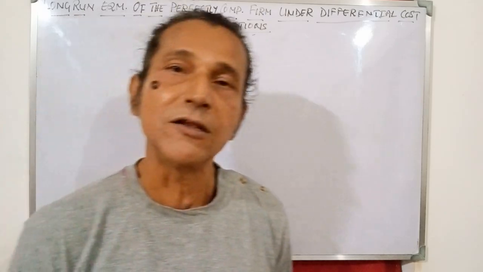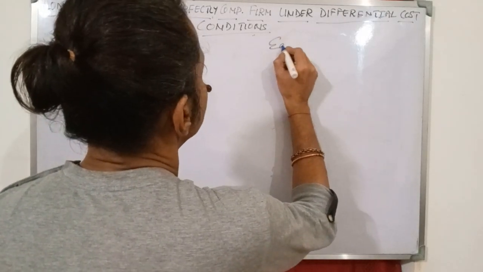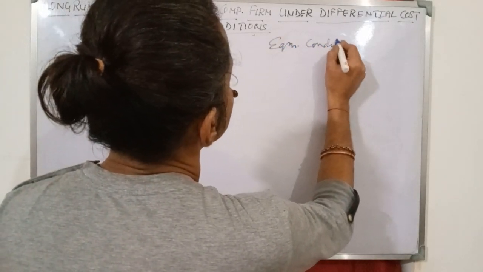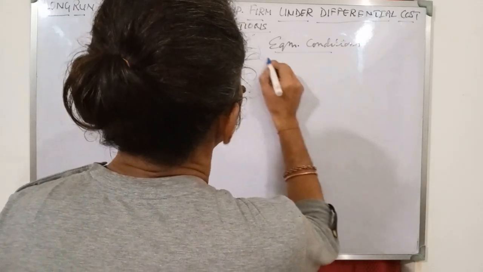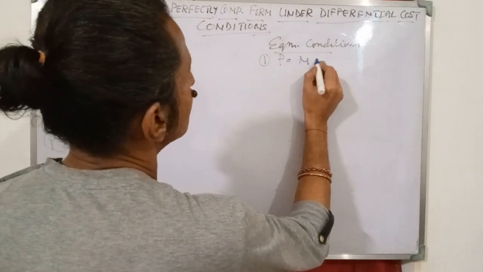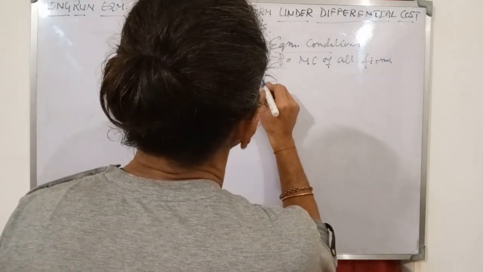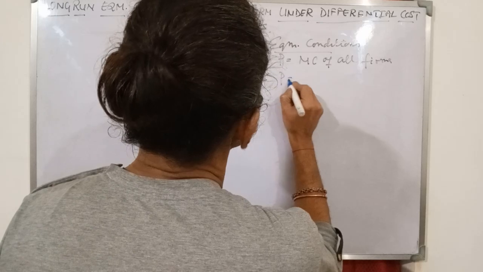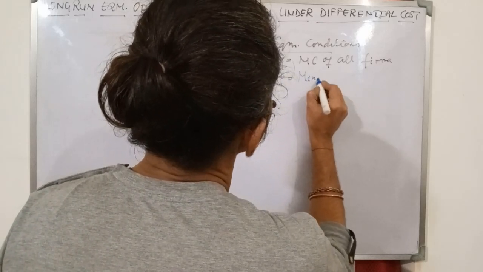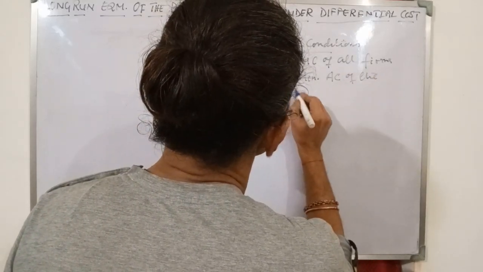Now, the equilibrium conditions of long run equilibrium of the perfectly competitive firm under differential cost condition are: number one, price equal to marginal cost of all firms, and number two, price is equal to minimum average cost of the marginal firm.